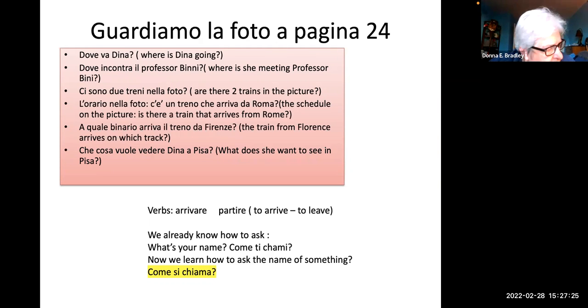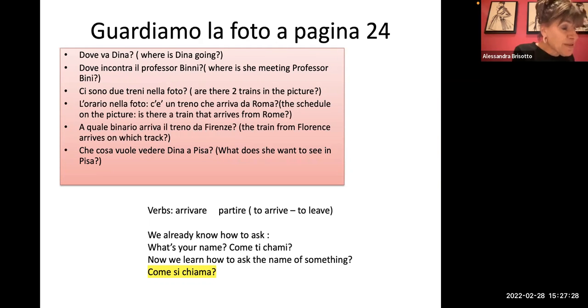So do you think this conversation is formal or informal? Formal, because there is buonasera, professore, come sta? E lei? At the end, there is arrivederla. That is a very formal way to say arrivederci. We don't use arrivederla too much anymore, but it's in the book, so you know it's a very formal way to say arrivederci. So it's a formal conversation between Professor Bini and Dina.